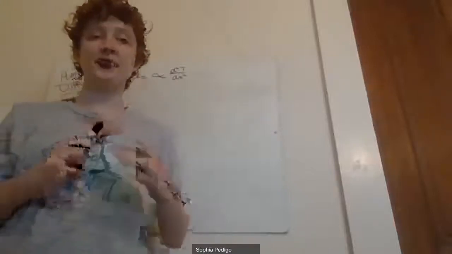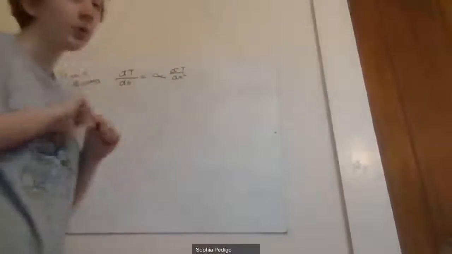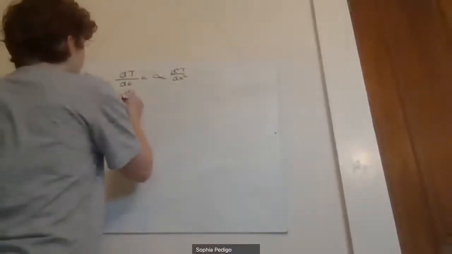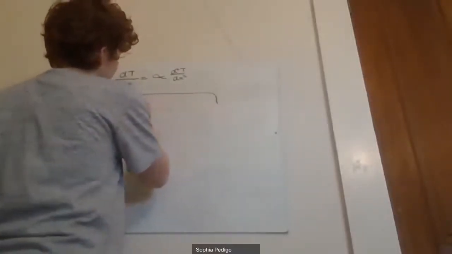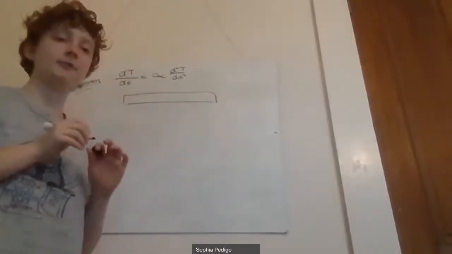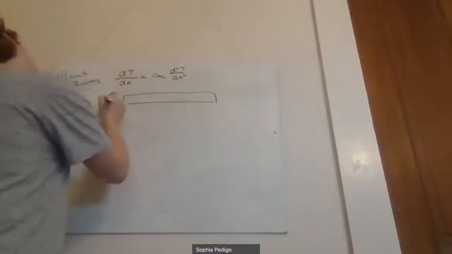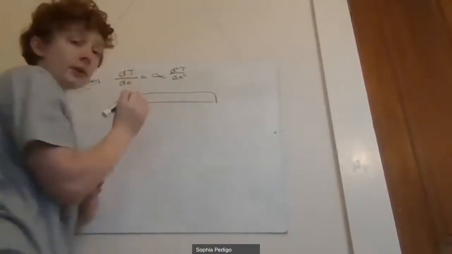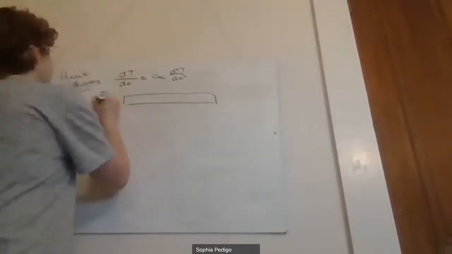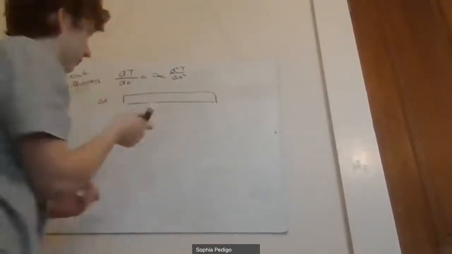Hi everyone, my name is Sophia Pedigo, and I'm back again with part 2 in a problem in which we're going to have a bar that looks something like this. Essentially, we're trying to develop a time-varying temperature profile for this bar. We're going to say that we're working with some time delta t, which we'll just say is 0.